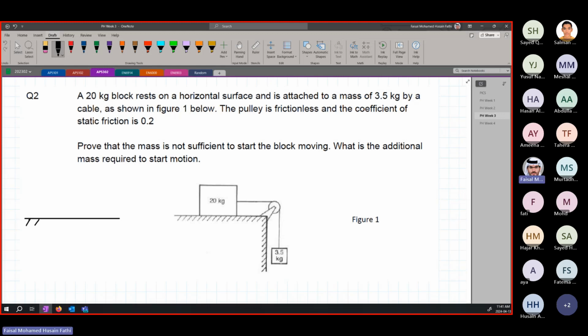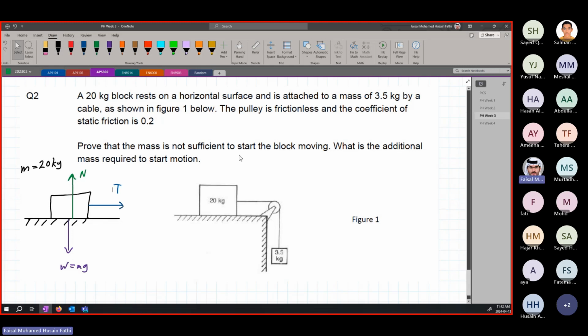So we have a floor here. This is our 20 kilogram object. Obviously, from the very beginning, I know this is going to have a weight. So this is going to be W, which is equal to mg. I know the mass is given to be 20 kilograms, so I can find the weight. I know I'm going to get a normal force over here. And I know that there's going to be a tension force T on the right side.